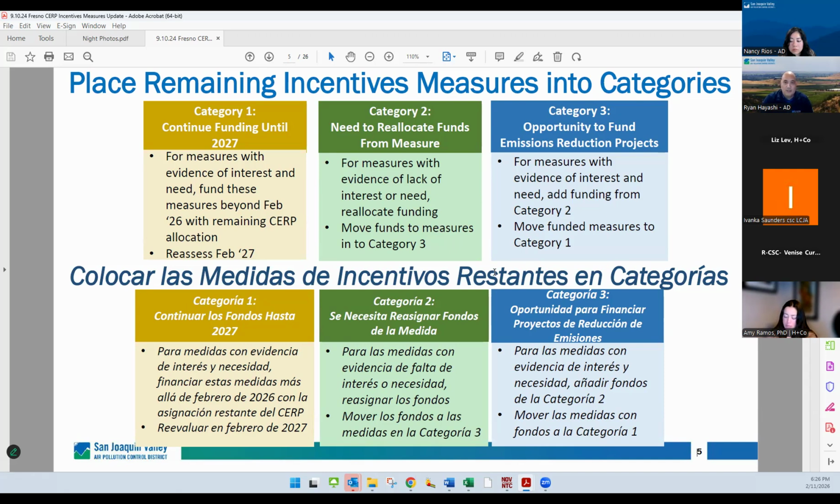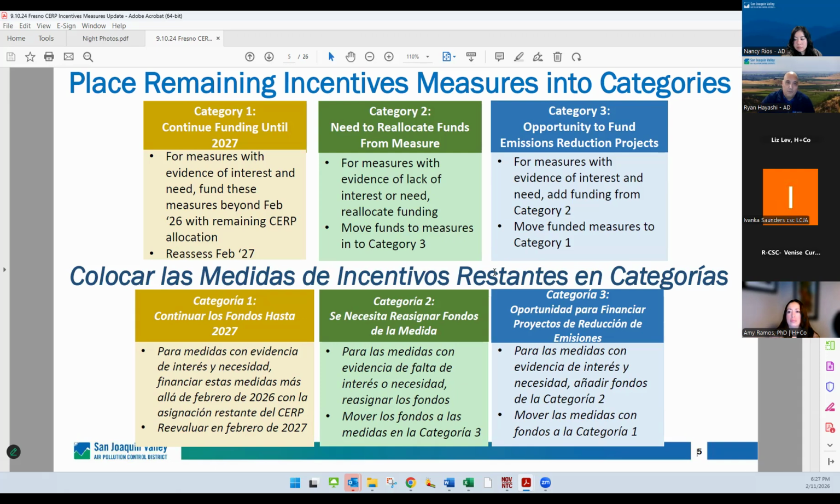And so we developed this 3-category system. And so we're going to go through where we're at with the different categories and recommendations. So like the yellow categories, these are measures where we're seeing a lot of interest and need, and we're going to recommend to continue to fund those through 2027. Category 2, we've spent a lot of time and effort, and we've brought progress updates on these measures to the CSC.